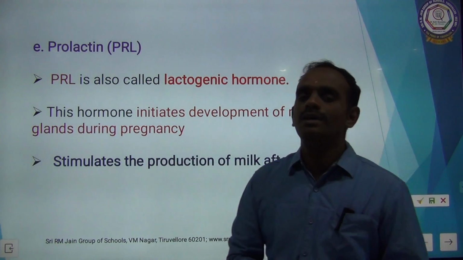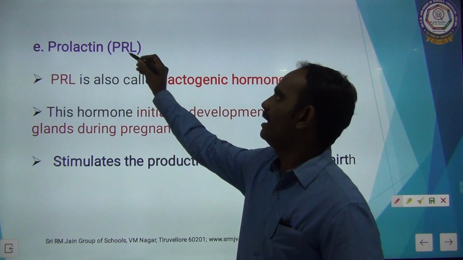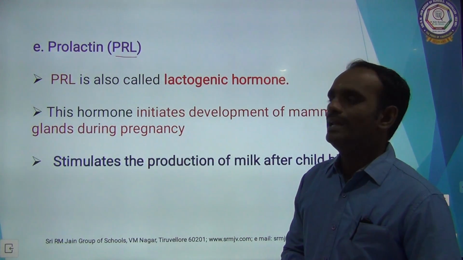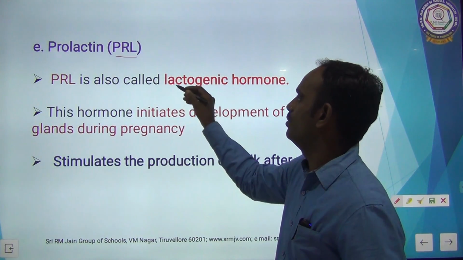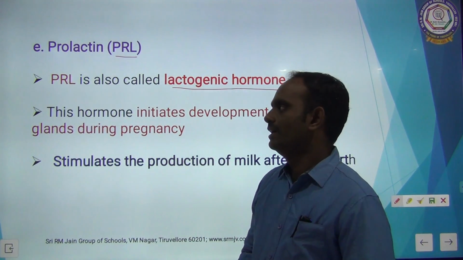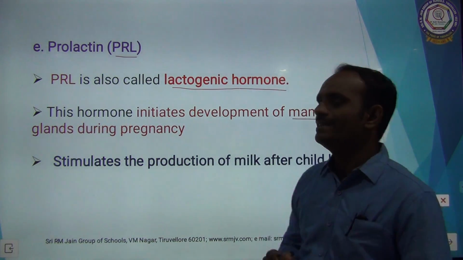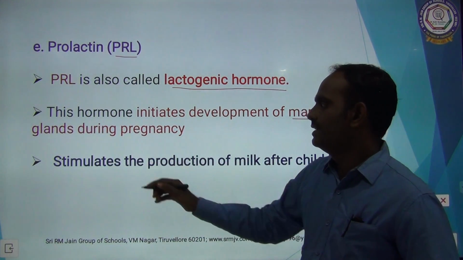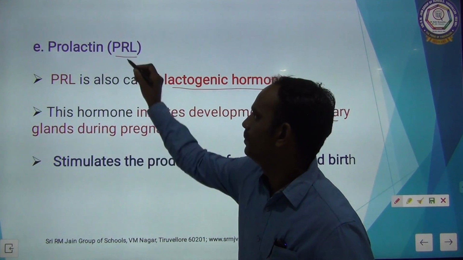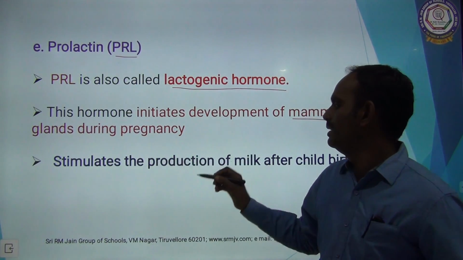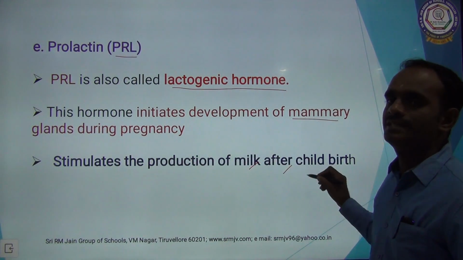The last one is prolactin, PRL. Prolactin is also called lactogenic hormone. This hormone initiates development of mammary glands during pregnancy, and prolactin also stimulates the production of milk after childbirth.